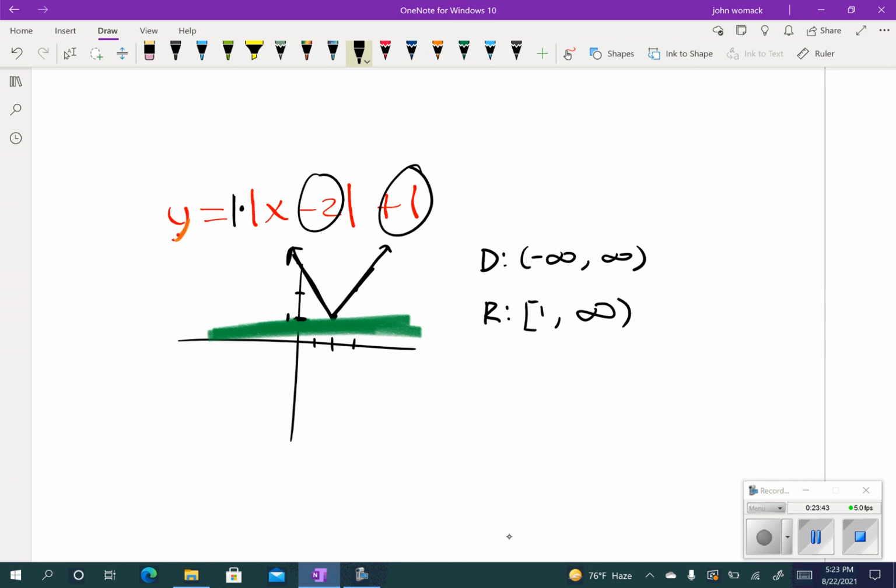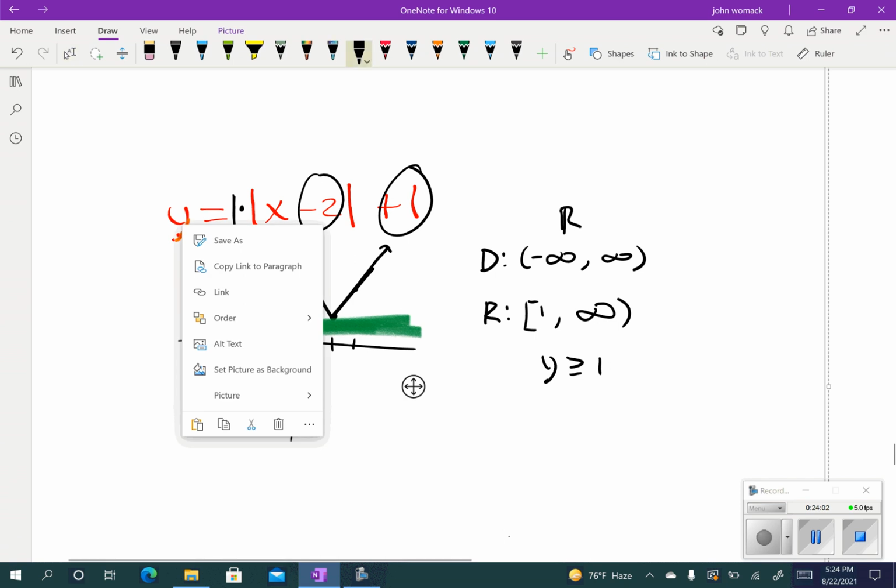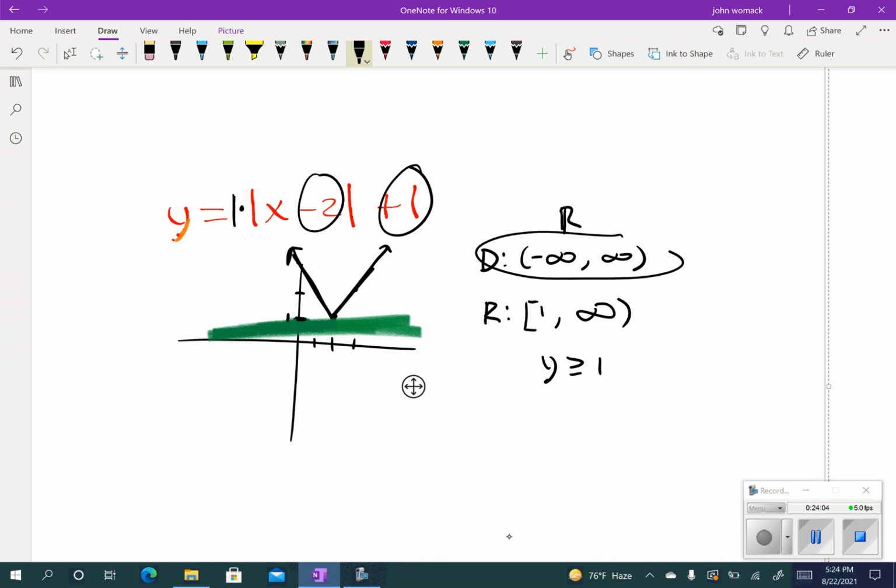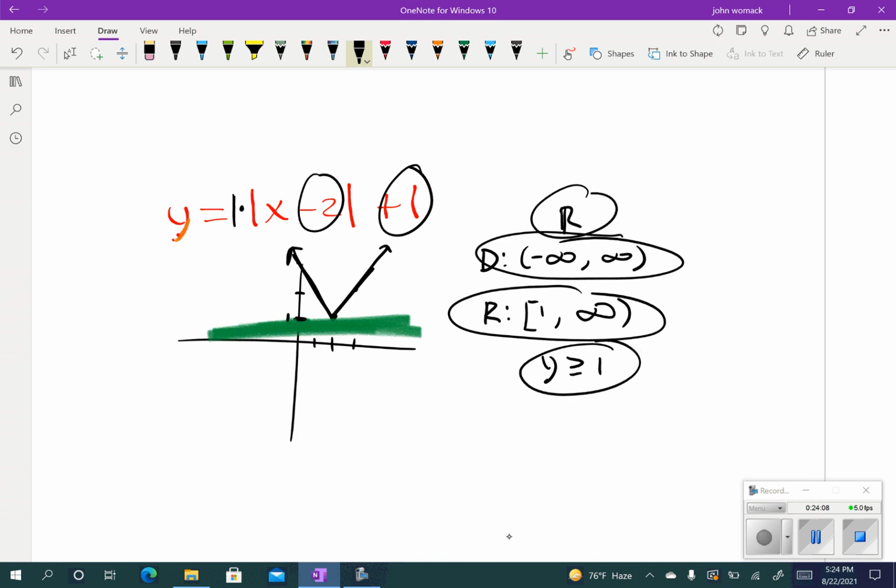So my domain is basically everything. You can put all real numbers like that because the domain goes from negative infinity to infinity. And the range goes from 1 to infinity, which we could also say y is greater than or equal to 1 if you wanted to. This is the way I'm going to write it, interval notation right here, but you could also write it this way.